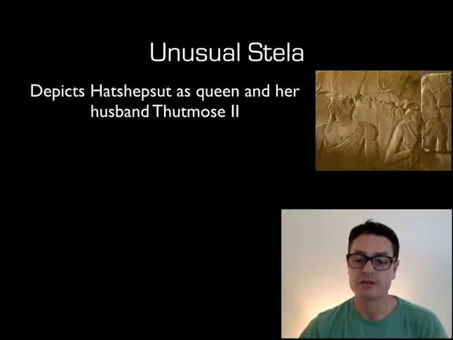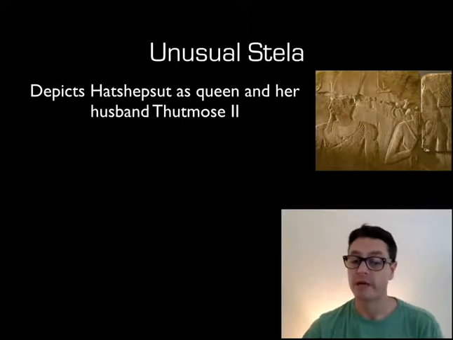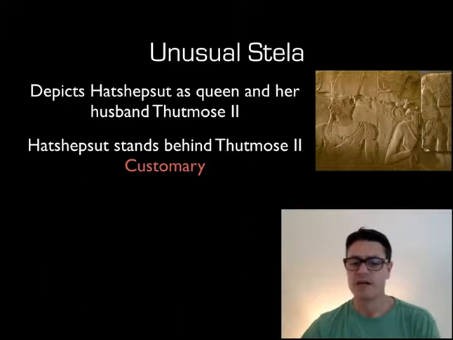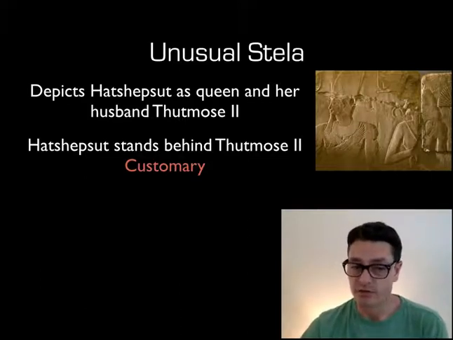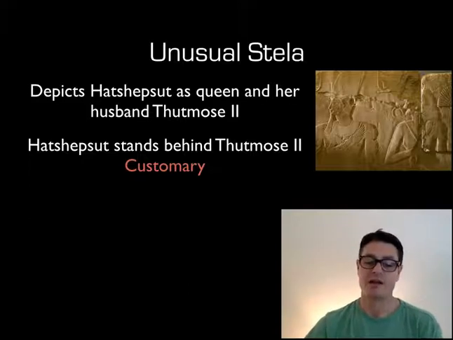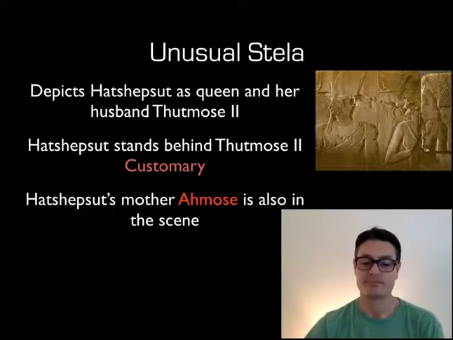There is an unusual stela though, and that depicts Hatshepsut as a queen with her husband Thutmose II. There's nothing unusual there at all. Hatshepsut standing behind Thutmose II, and that's not unusual either. That's customary, that's expectation. That's what we would expect during this time period too.